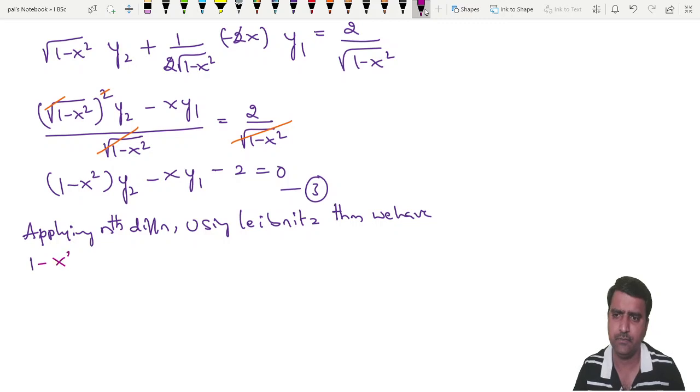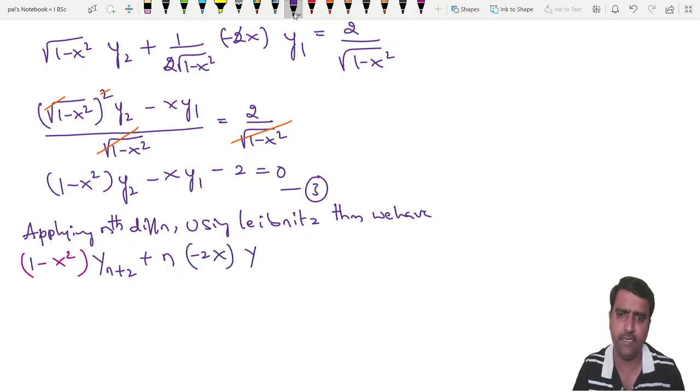1 minus x square into yn plus 2. In the next step it is n, and differentiation of 1 minus x square is minus 2x, and reduce a number, from yn plus 1 here, so it is yn plus 1. Plus in the next step it is n into n minus 1 by 2, and differentiation of minus 2x is minus 2, and this is yn.